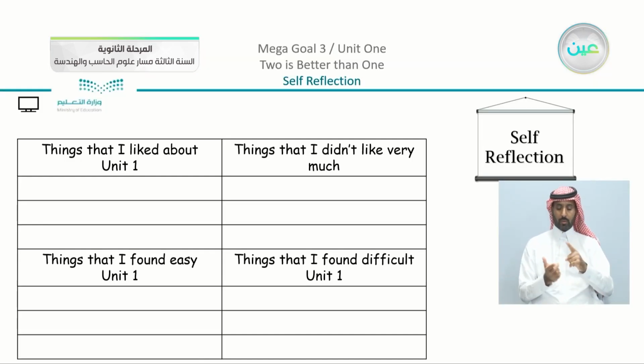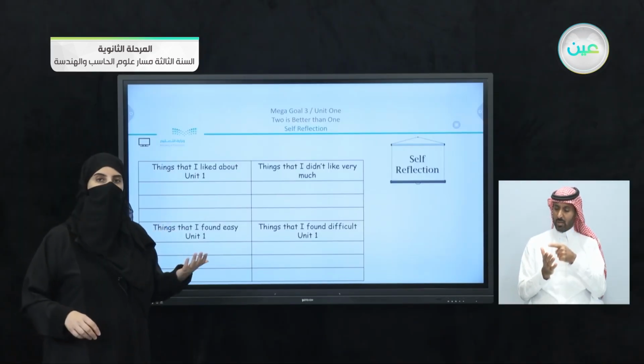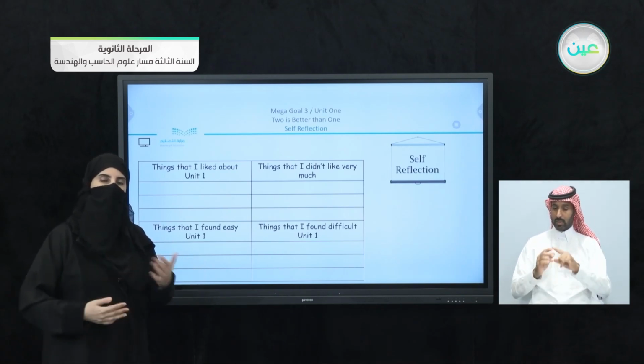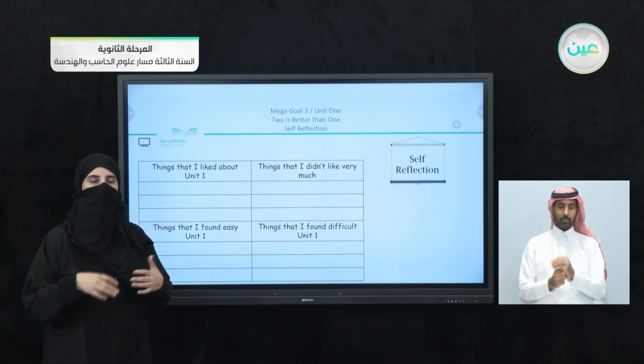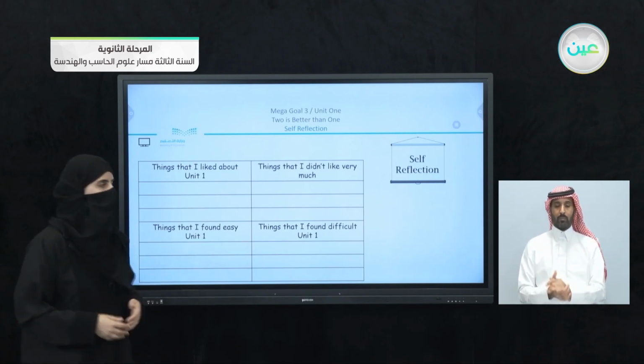Things that I found easy in Unit 1. Now, some of the structures, maybe some of the words, you found them easy, and the opposite, things that I found difficult in Unit 1. You can also just note what are the things that you found difficult, and your classmates may help you, or you can improve yourself throughout just revising and the exercises that you have in the workbook.